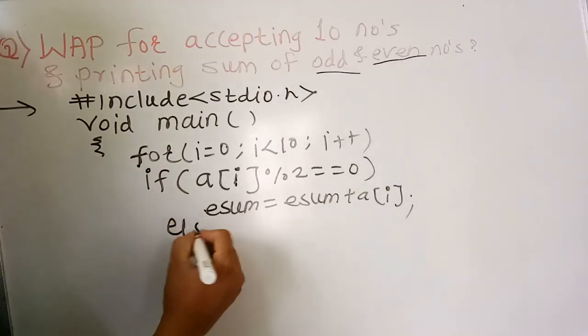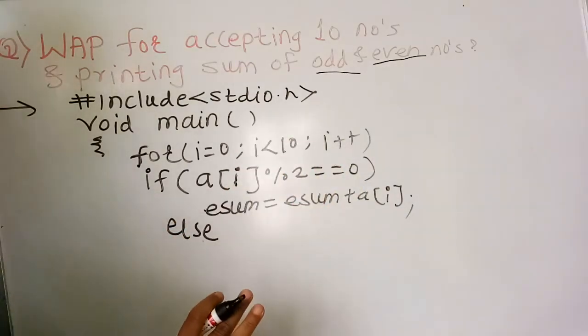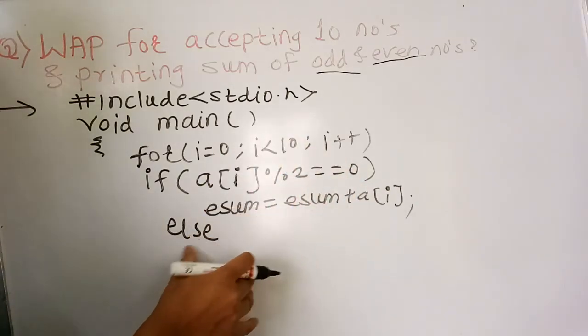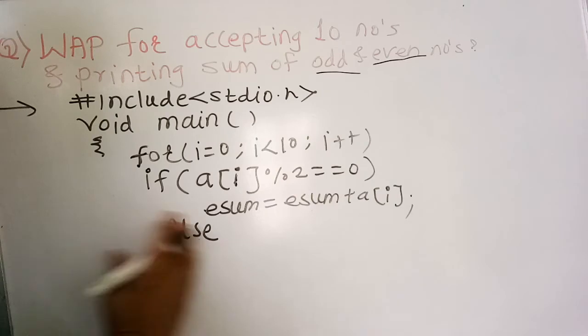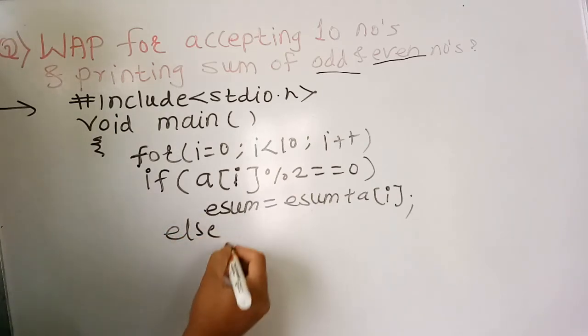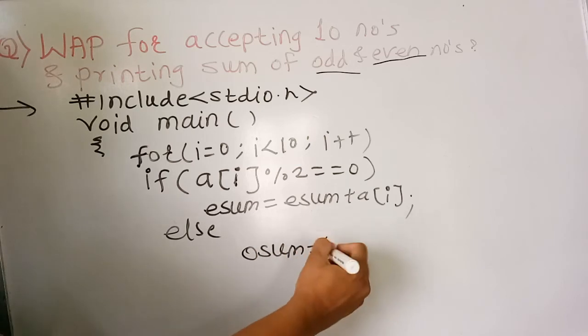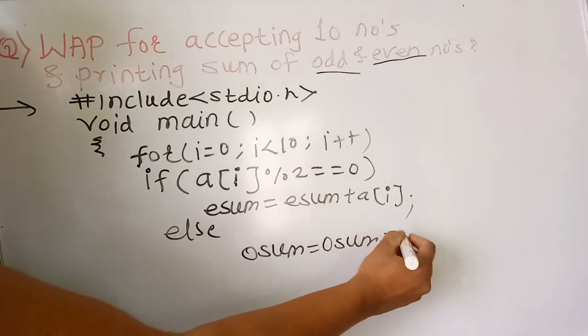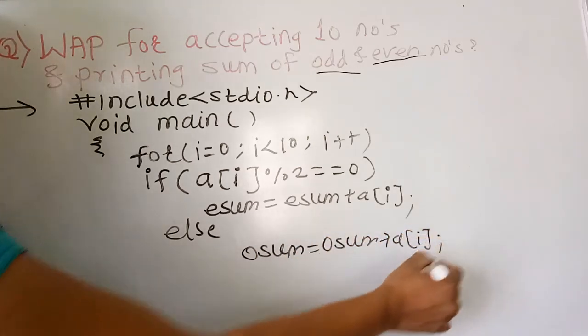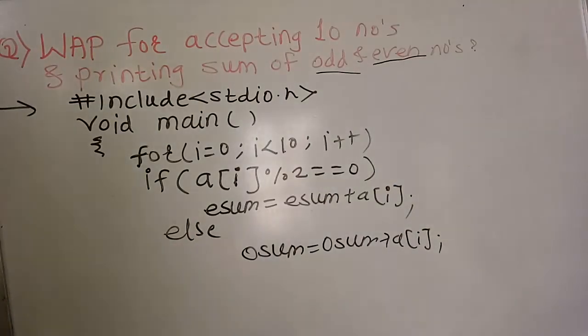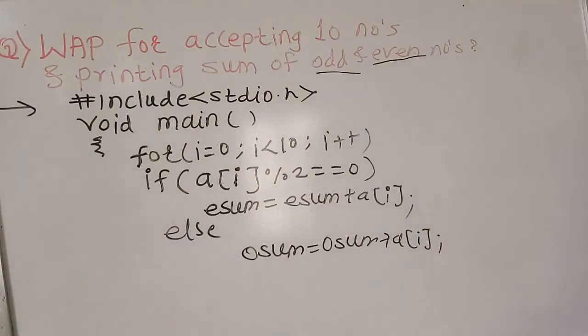Now in this case, if the number mod 2 is not equal to 0, it is other than 0, then definitely this number is an odd number. For that case, we will write the odd sum. So odd sum equals, same as above, odd sum plus a[i]. Now, by these two statements, we have found the even sum and odd sum for the numbers.